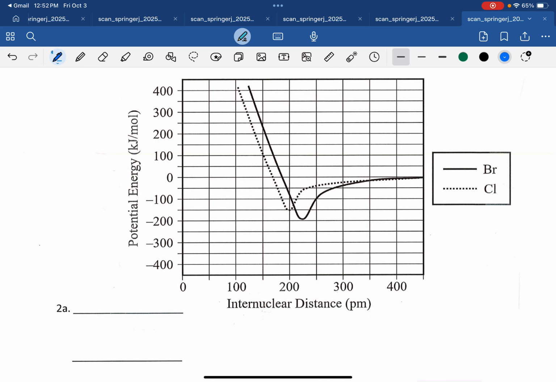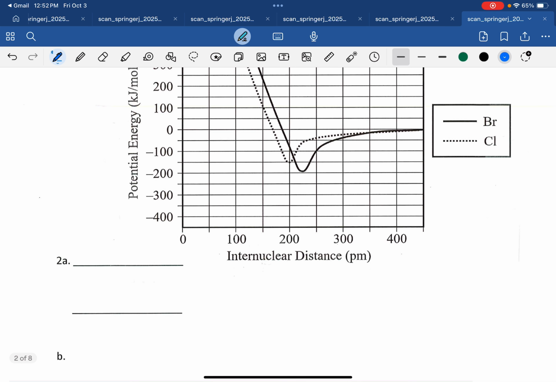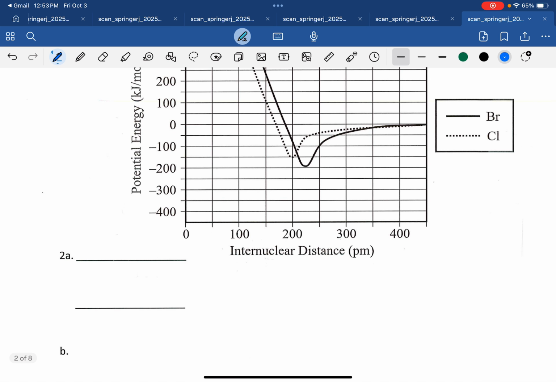We got this nice graph. It shows the bromine and chlorine. And it asks in 2A, what is the distance, or the bond length for the Br-Br bond? The bond length in the Br-Br bond, I go right here. It's about 225 picometers.